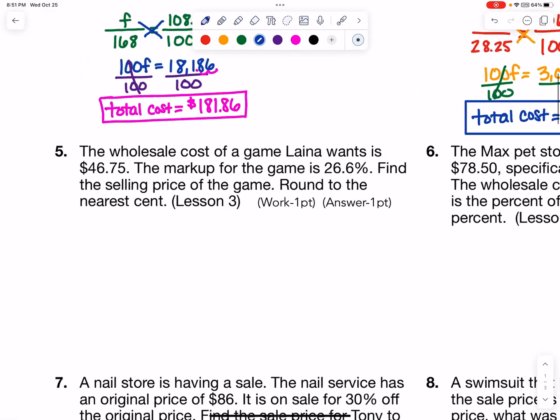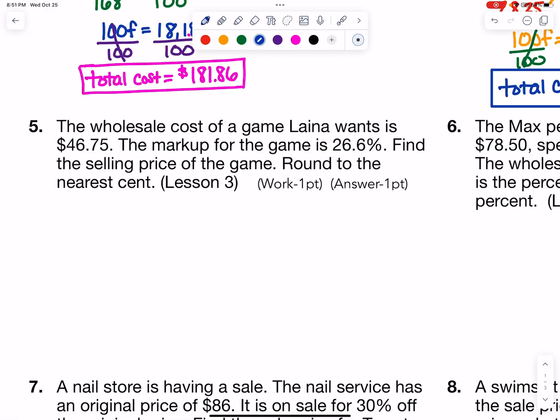All right, we're moving on to lesson 3. Lesson 3 is about markups, which really is the same thing as tax, okay? So the wholesale cost of the game Lena wants is this, so that's my OG. The markup for the game is 26.6%. It's just like a tax. It's an amount that we're adding on. Find the selling price, okay? So we don't know the price after markup.